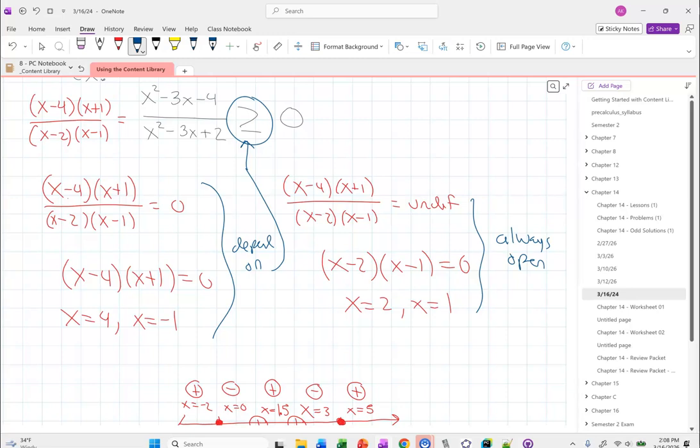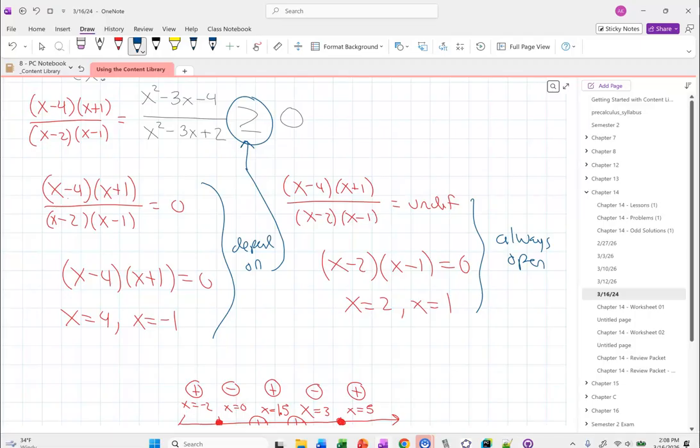Everybody okay? The takeaway here is, when we find the zeros, whether they're open or closed depends on the inequality symbol. Where we find where it's undefined, the discontinuities, those are always open no matter what. That's the takeaway. Lugo? How did you get the two equations?